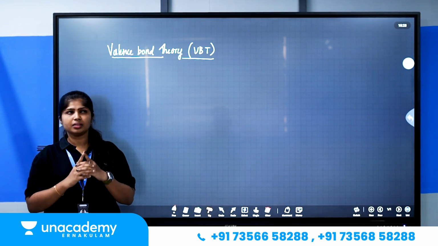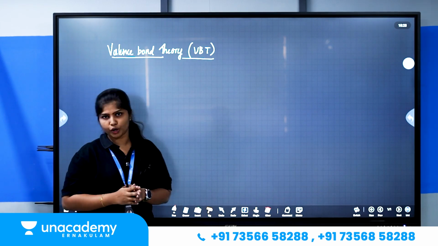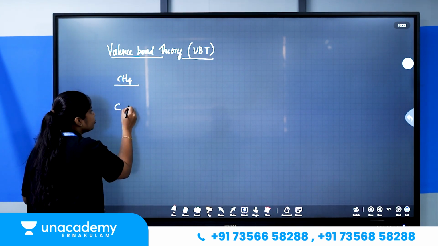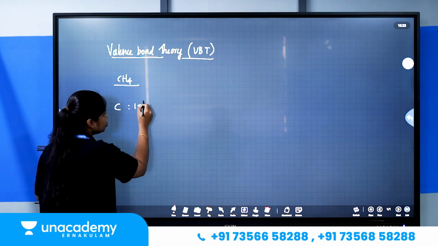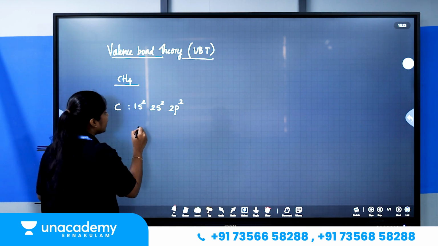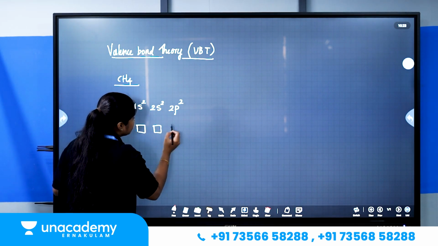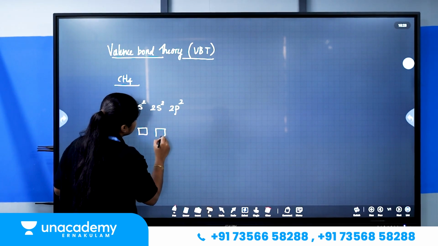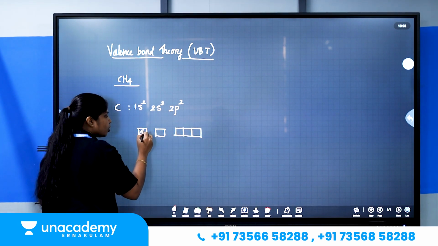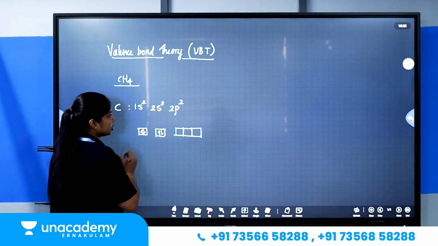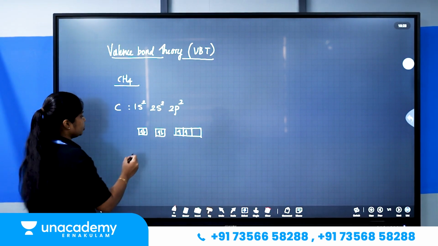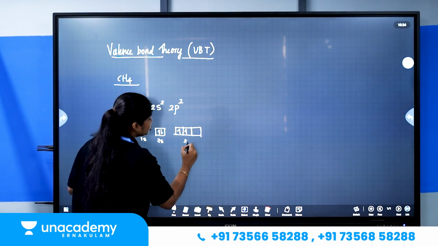So let's discuss this valence bond theory for the CH4 molecule. So CH4, let's take this example. What is the electronic configuration for carbon? Yes, 1s2, 2s2, 2p2, right? So let's draw the energy box diagram. Yes, there are 2 electrons in the 1s orbital and again 2 electrons in 2s and in 2p 2 electrons, right? So this is 1s, 2s, 2p.